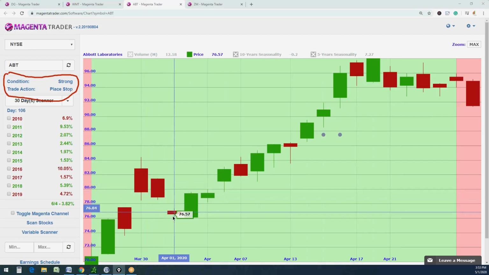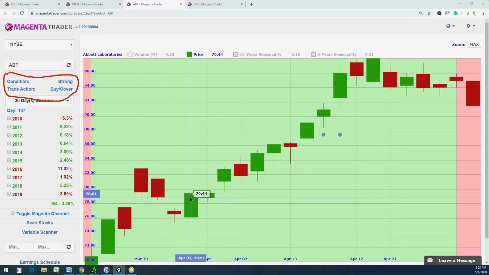Especially when it came down here, most people were thinking it's time to short. But understanding the technical analysis data that is important would have said, no, yes, the price had moved down. However, the overall technicals were still improving. And that's what the algorithms of Magenta software does for you, and comes out there in plain words what the trade action should be for that day. In this case, the trade action was to just simply place a stop.